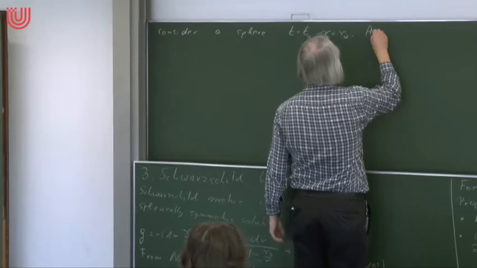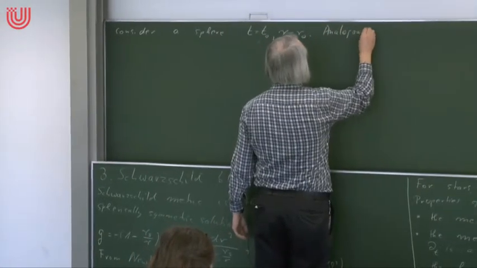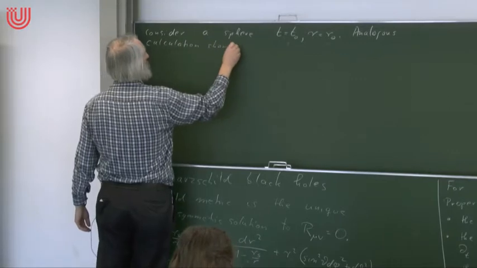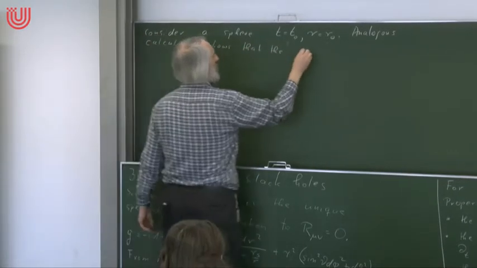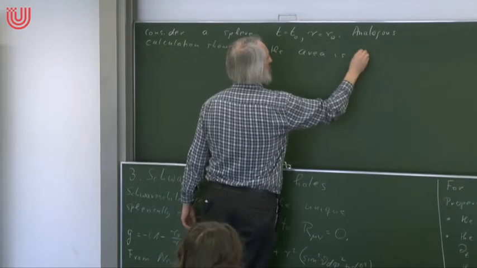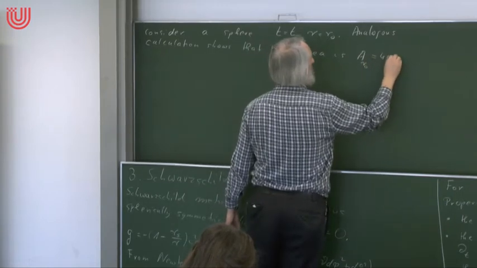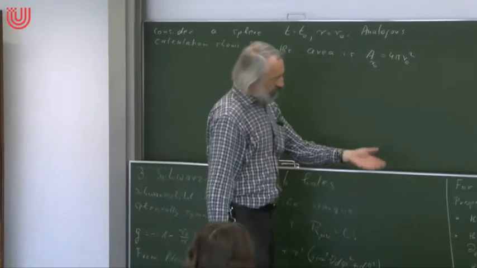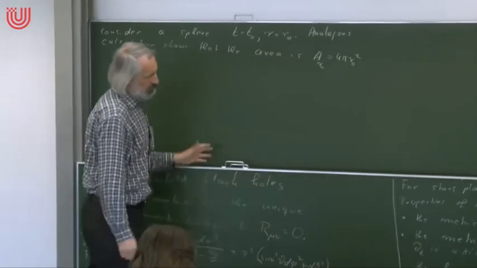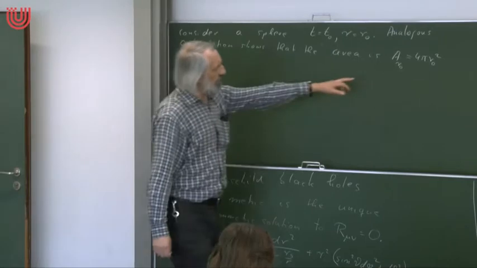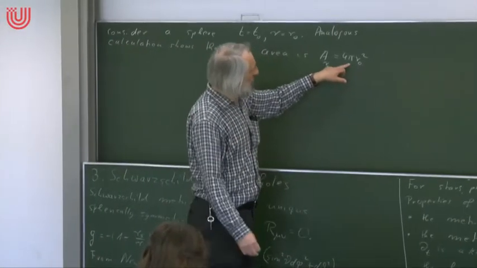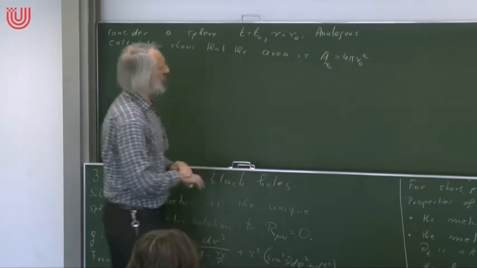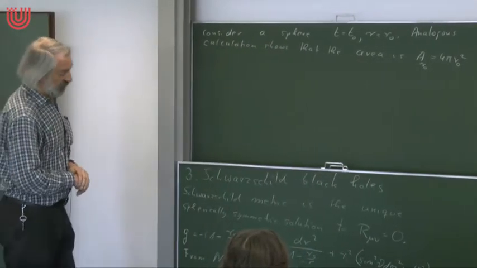An analogous calculation to this one shows that the area of this sphere is 4 pi r0 squared. So again, the usual formula for the area of a sphere. So you can use either of these results in order to interpret your r0 in terms of measurable quantities. And because of this property, this Schwarzschild coordinate, as we often call it, is also called the area coordinate, because it gives the area of spheres. So in some books you find this name for this coordinate. That's the physical meaning of this coordinate.